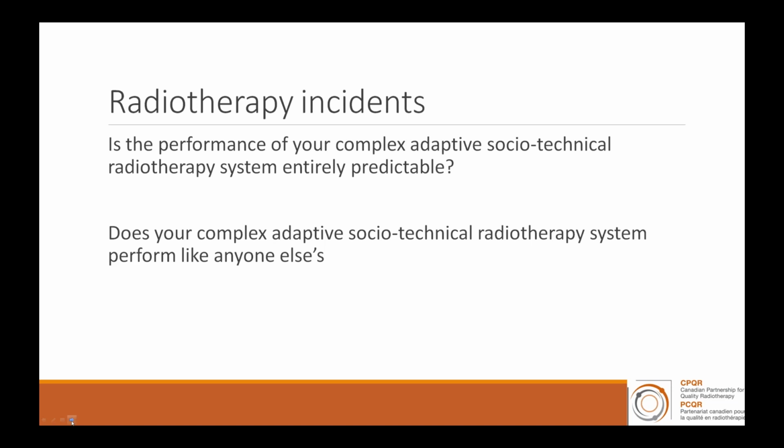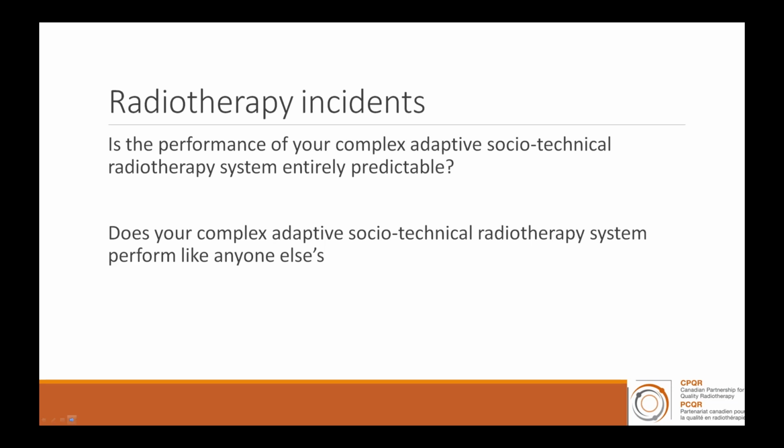So ask yourselves, is the performance of your complex adaptive socio-technical radiotherapy system entirely predictable? Well, the answer to that has to be no, because if it were, we would be able to prevent all incidents before they arise. And I don't think any of us is able to do that. And the other question that's very important in terms of how we're going to learn from shared catalogs of incidents like NSER-RT is whether your own complex adaptive socio-technical radiotherapy system performs like another person's.